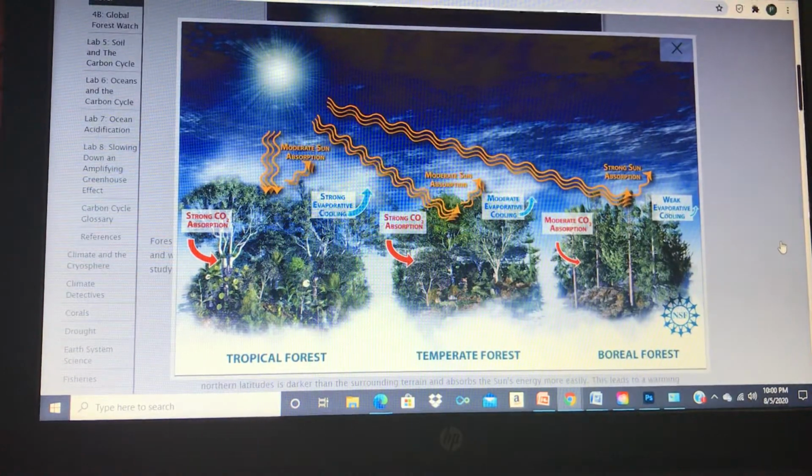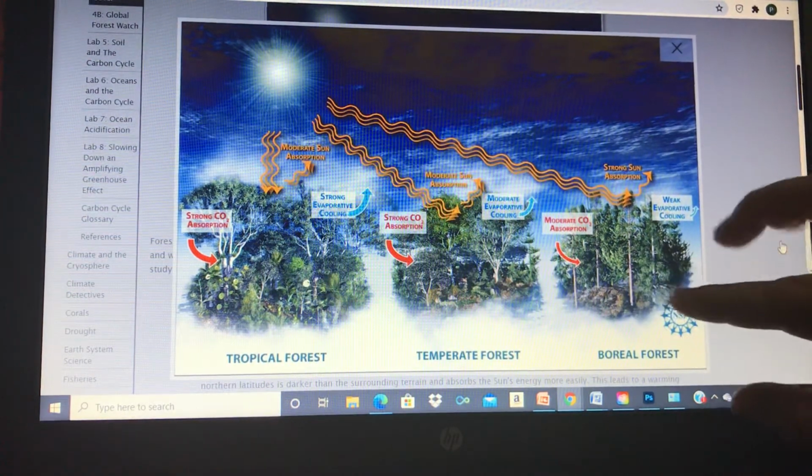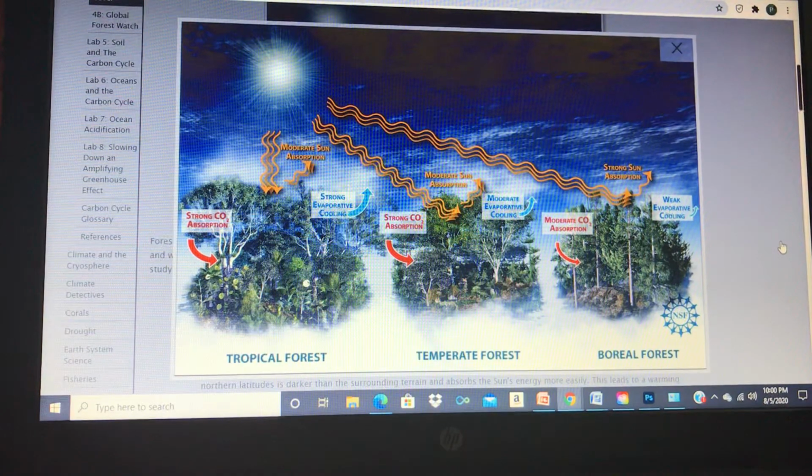But when we come to the boreal forest, we have a moderate CO2 absorption, so this forest absorbs less CO2. It has a weaker evaporative cooling, but it has a strong sun absorption. So let's hear, forests have a cooling and a warming influence on the climate based on their albedo effect. The boreal forest is in the northern latitudes. It's darker than its surrounding terrains and absorbs the sun more easily. So we can see that in the image.